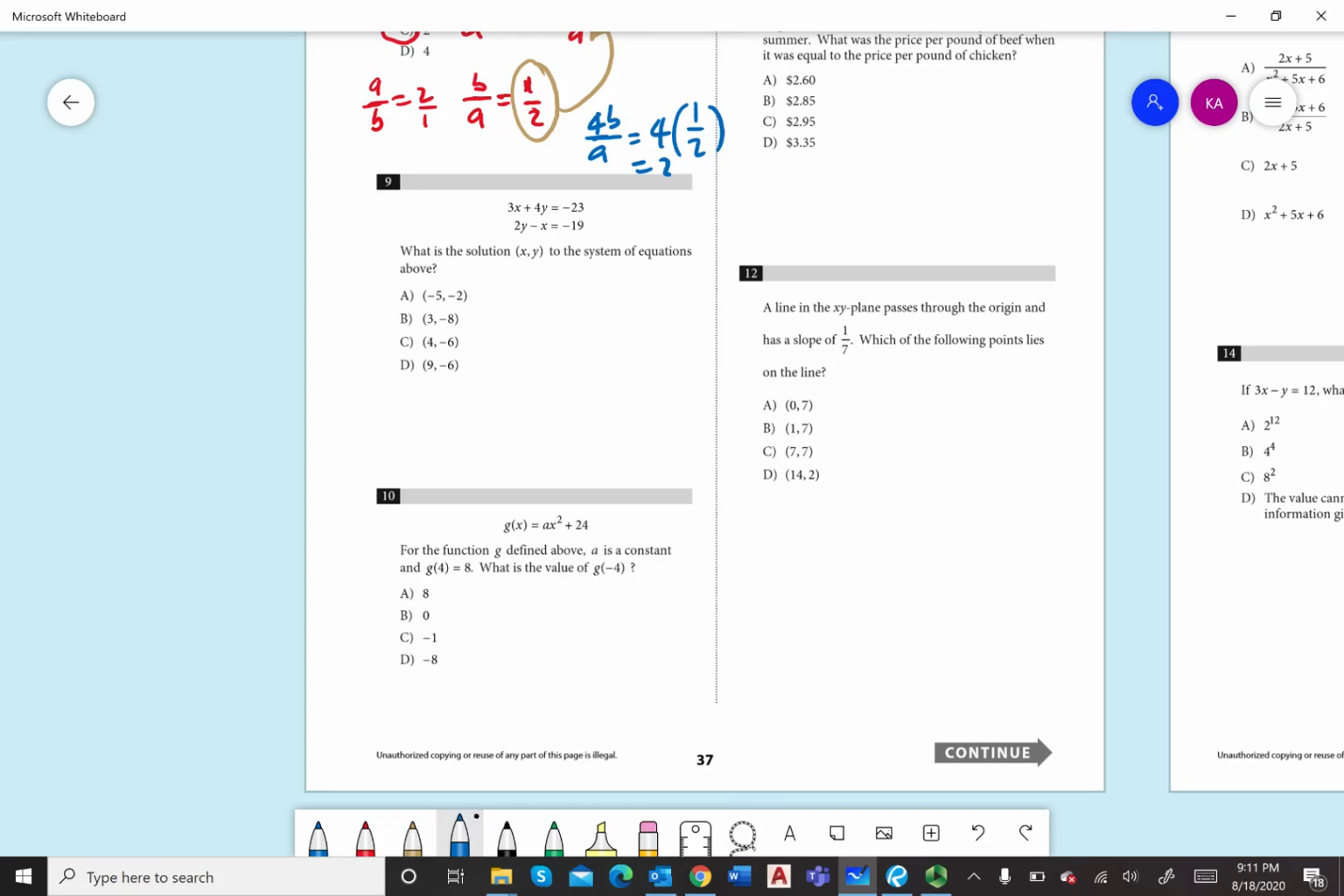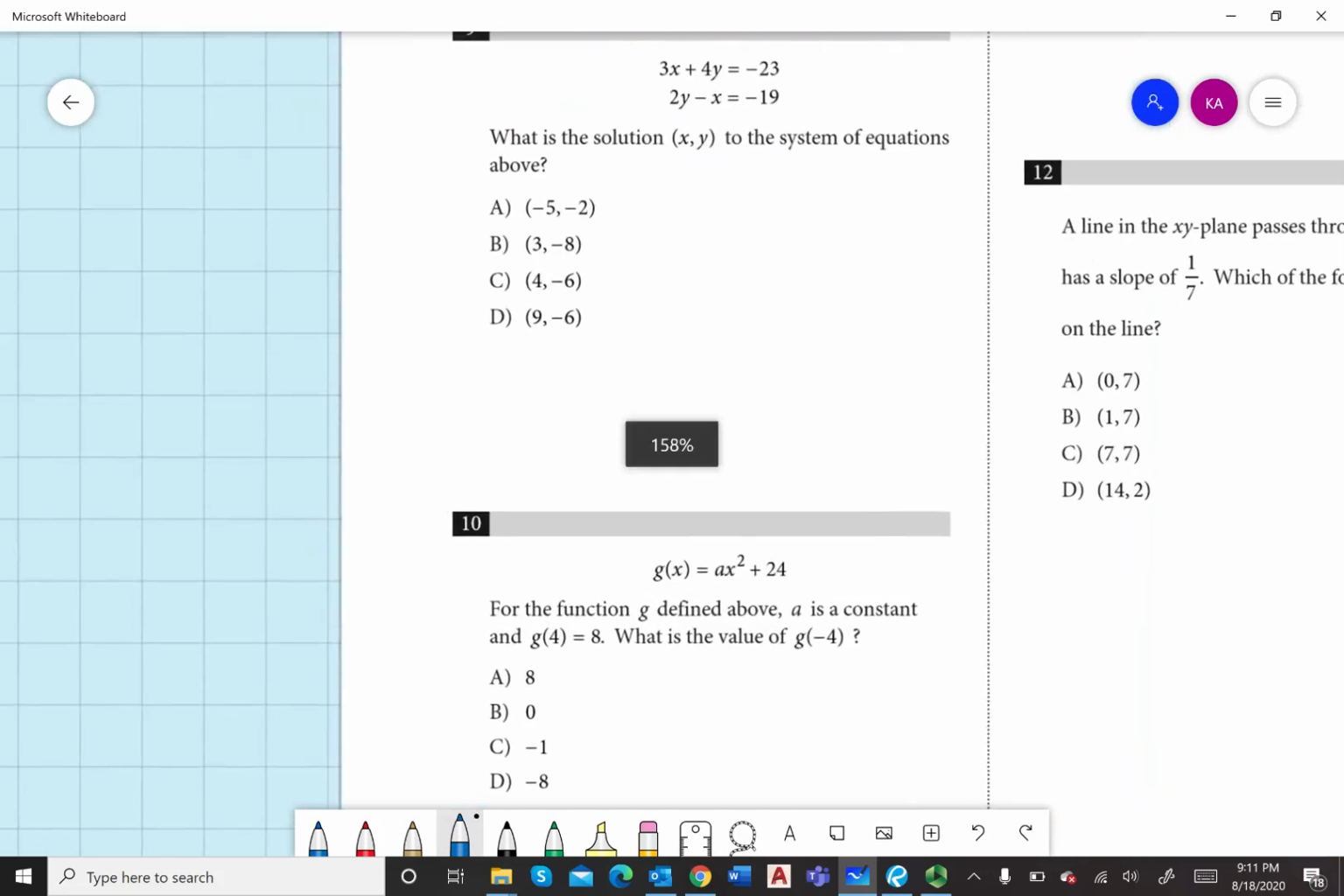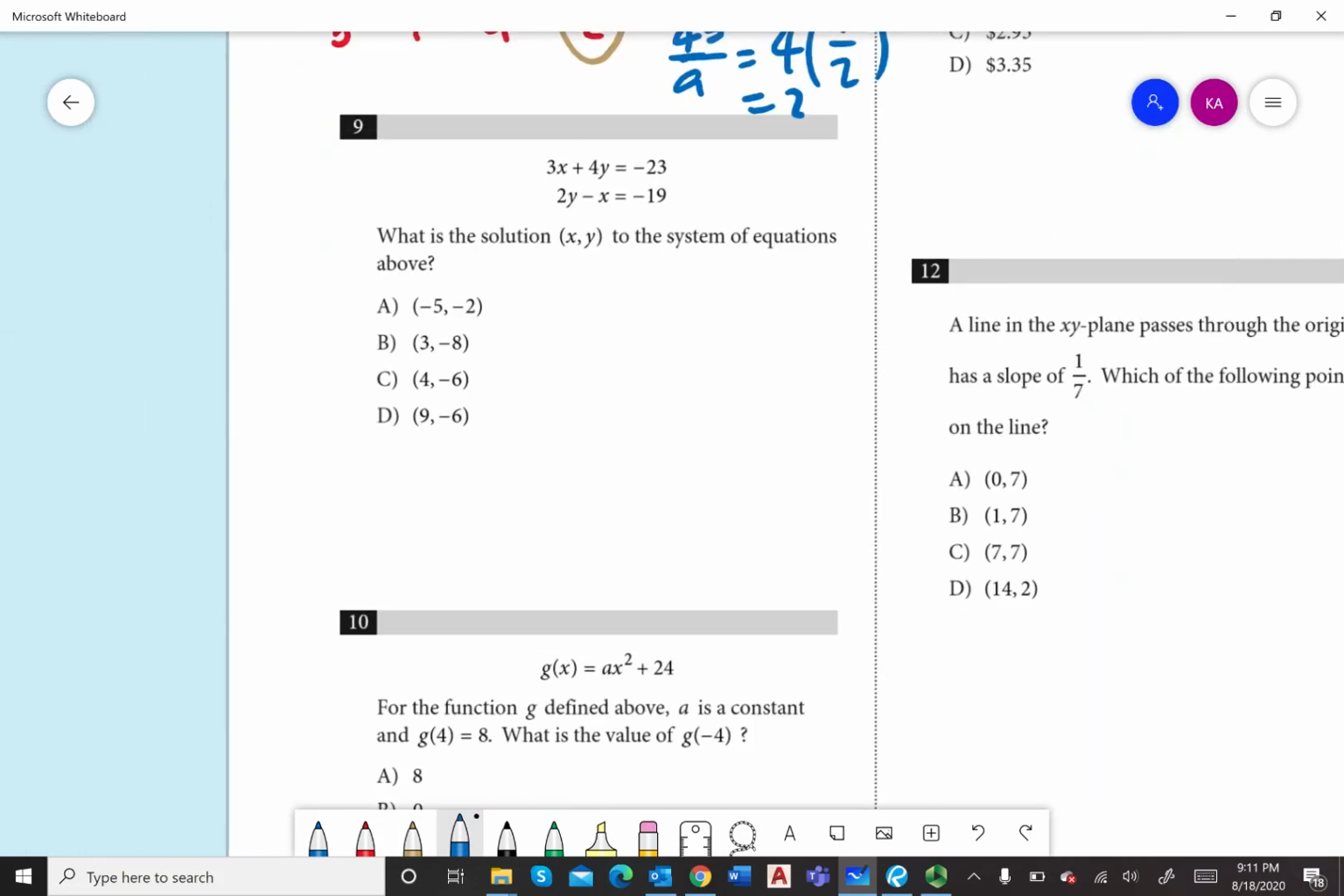But the first thing you want to do when you have questions like this is make sure that things are aligned, that the x's are under each other, or one is on top of the other, and that the y's are aligned also, which is not the case here. So you have to rewrite it like this. I'm keeping the first equation as is.